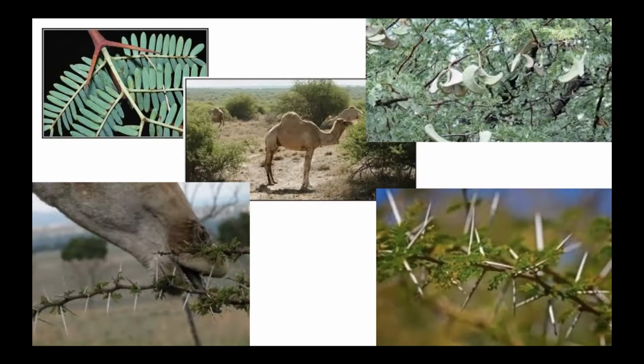So this one's called camel thorn, great giant thorns. And camels, like the giraffe here, which is also eating a camel's thorn, have these long tongues that can go in between the thorns and eat the leaves. So even those great giant thorns do not really completely protect the tree.